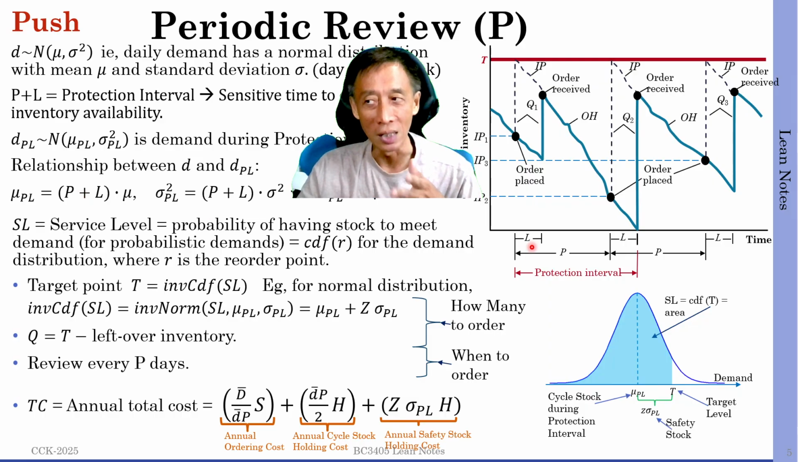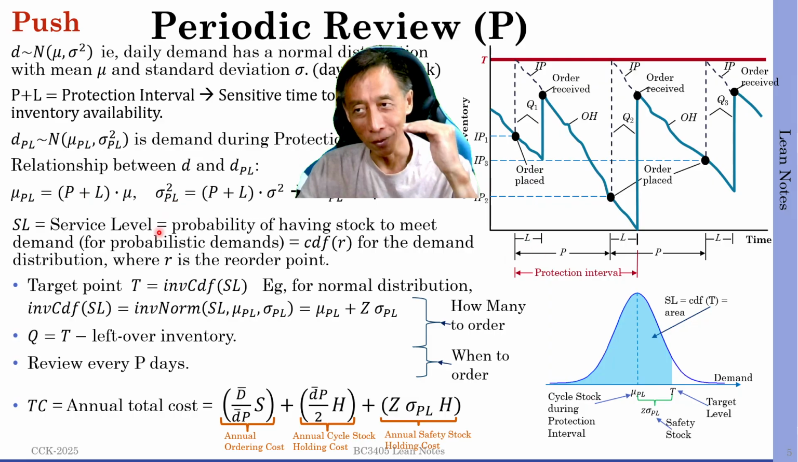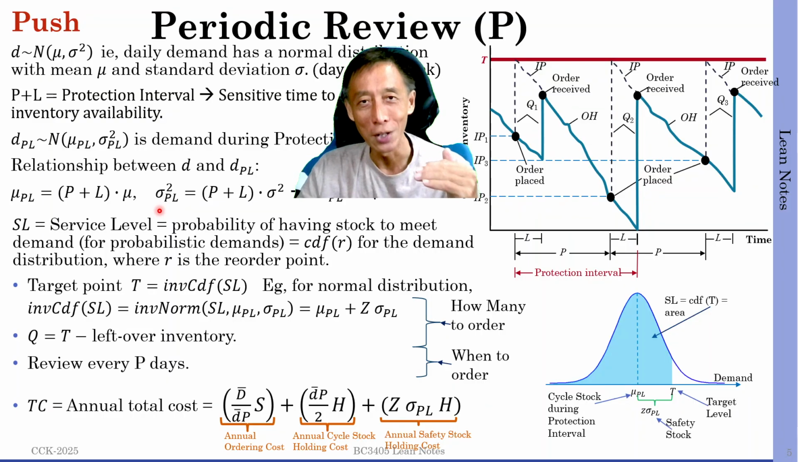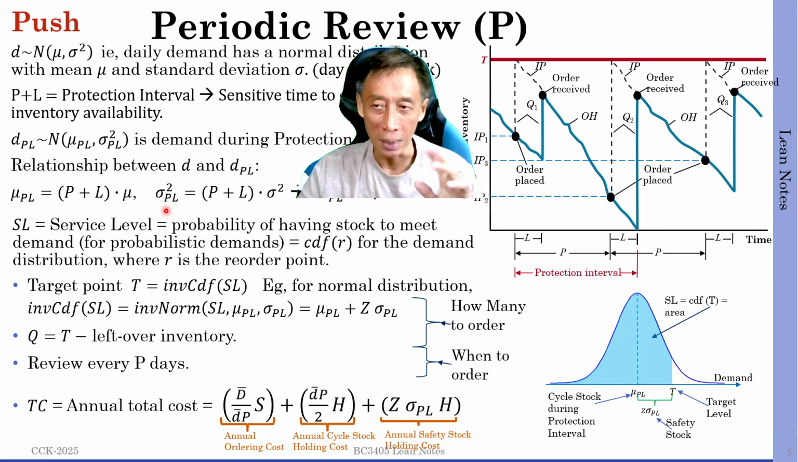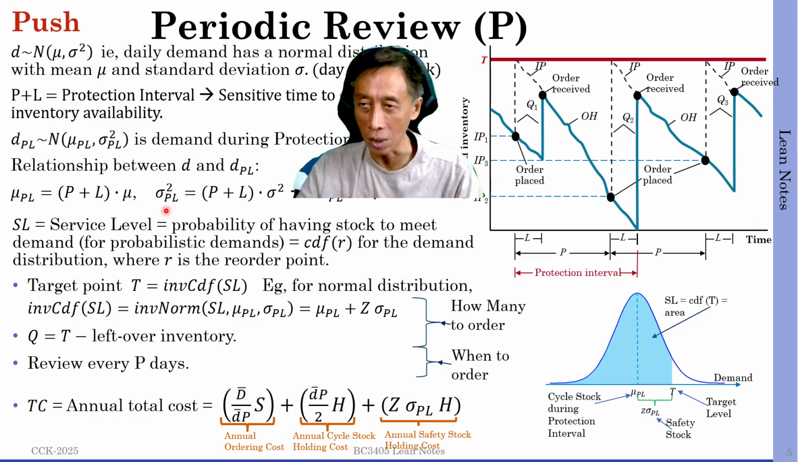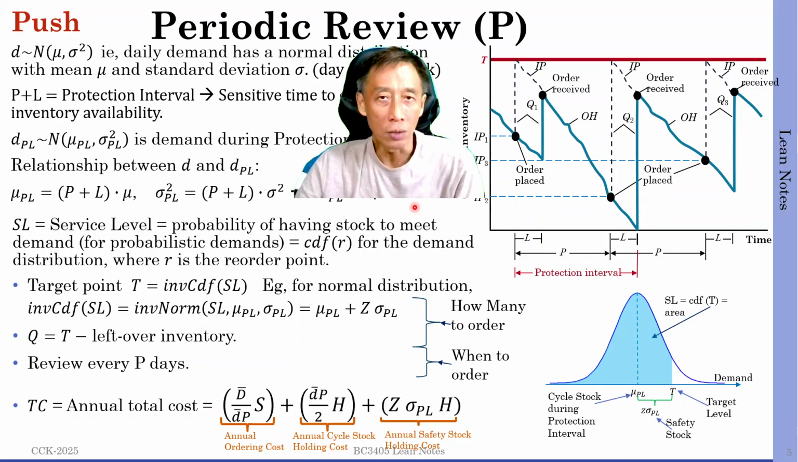And that is to say that when L is indeed much lesser than P, we may have carried a little bit larger safety stock than necessary, right? But that's a trade-off, so just keep that in mind. So with that change, that we are more worried about P plus L, the rest is the same, right? We just do an inverse CDF of the service level, and that is basically saying the target level for P plus L, and that's all. You just need to make sure that P and L, the review period and lead time, are taken into consideration for periodic review, and that's all.